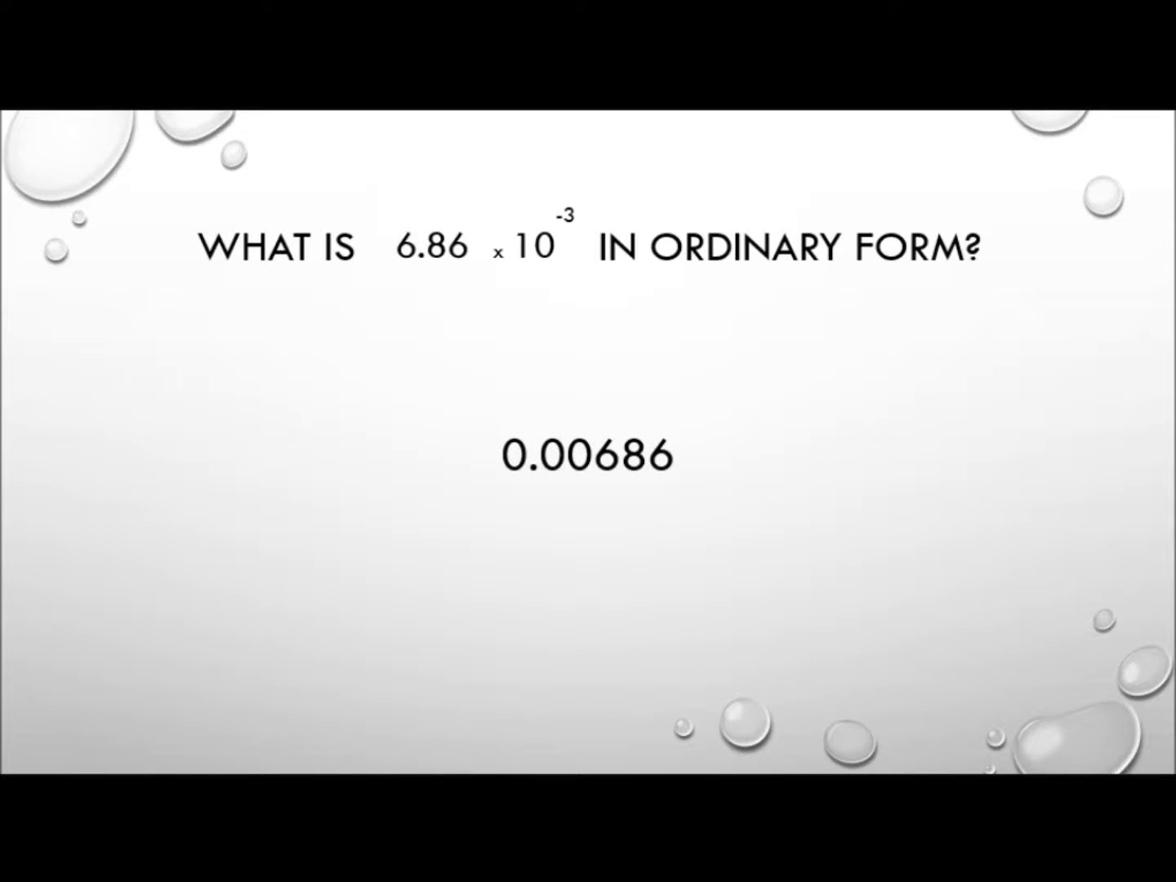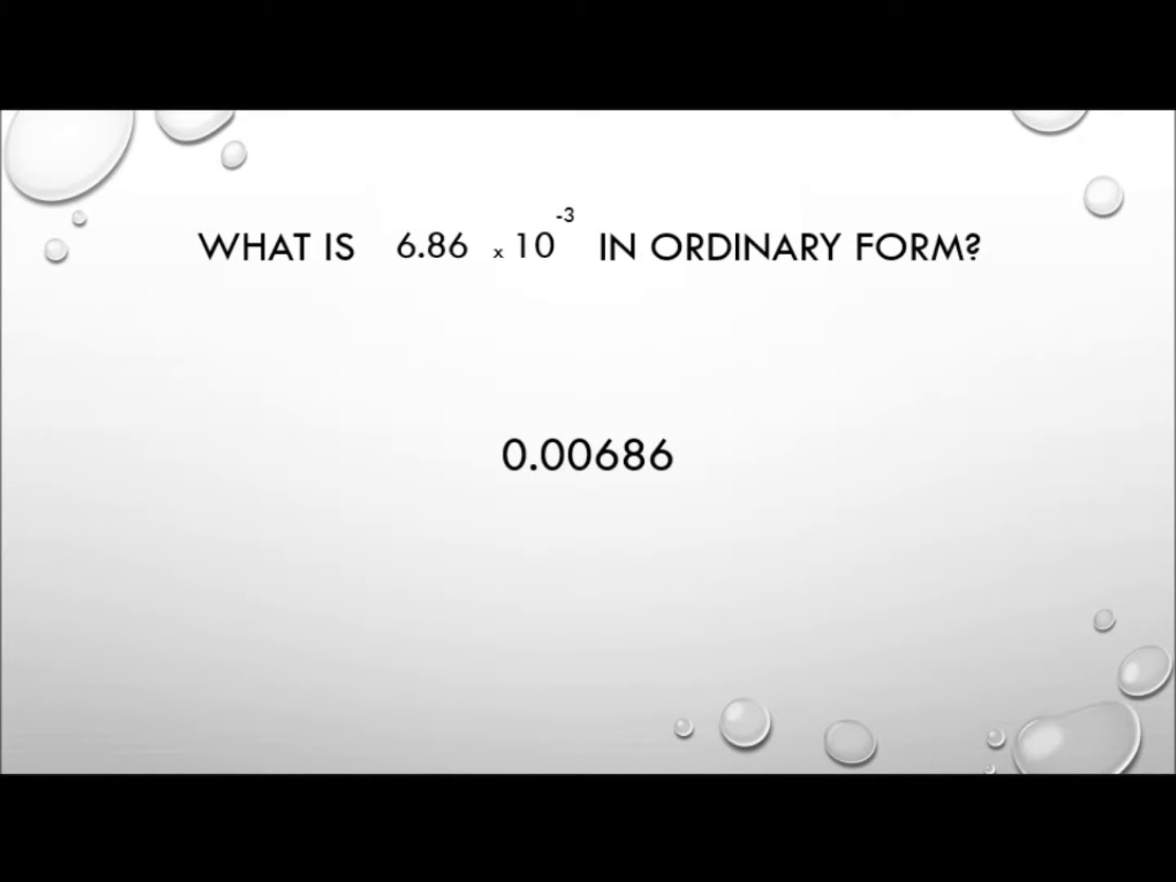Alright, let's try one more example. What is 6.86 times 10 to the power negative 3 in ordinary form? Well, again, we had to move the decimal point 3 places to the right in order to get the 6.86 times 10 to the power negative 3. So to get back to ordinary form, we'll have to move the decimal point 3 places to the left. So that makes it 0.00686.